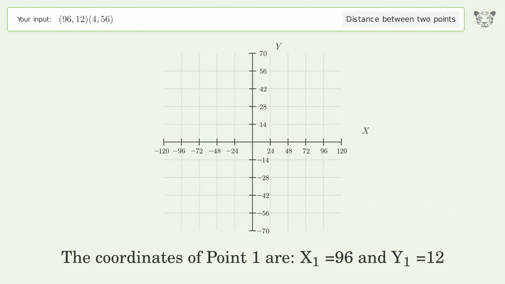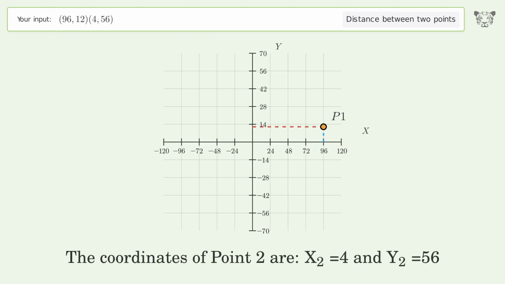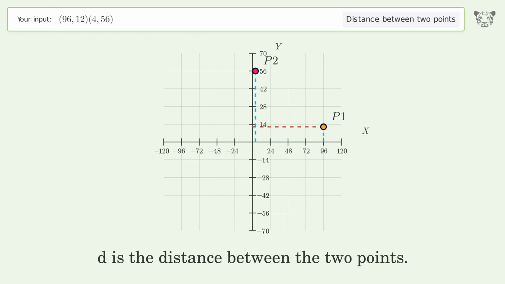The coordinates of point 1 are x1 equals 96 and y1 equals 12. The coordinates of point 2 are x2 equals 4 and y2 equals 56. D is the distance between the 2 points.